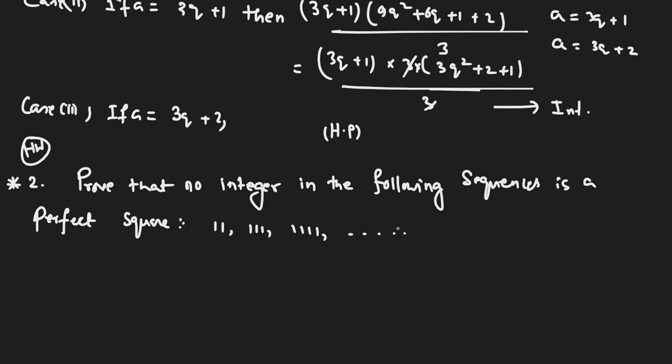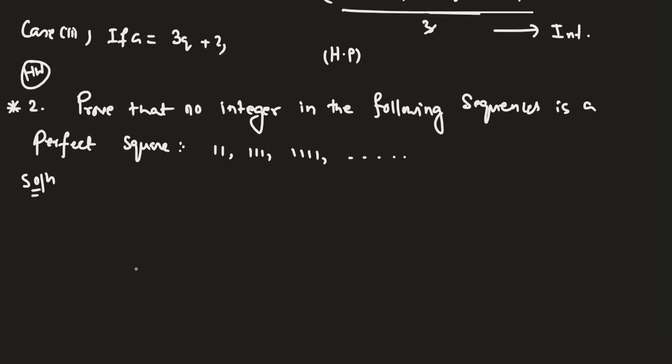Okay, so now how to solve this question? Consider any integer a. There are two possibilities: it will be either even or odd. If it is even, we can write a in the form of 2q. If it is odd, we can write it as 2q plus 1 for some integer q.